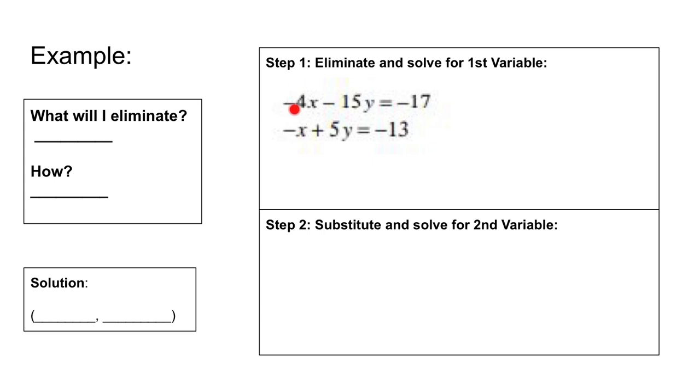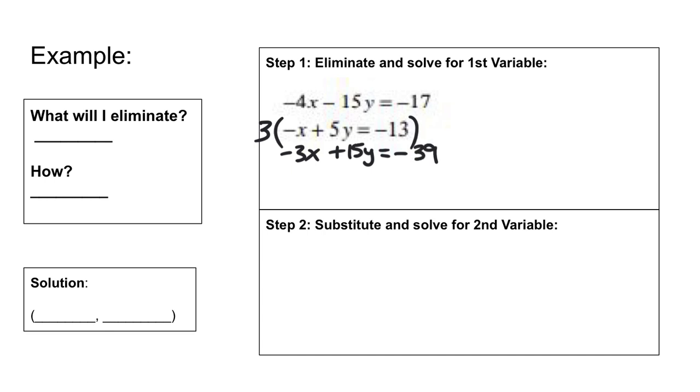So I can change a 1 into a 4 by multiplying by 4. I can change a 5 into a 15 by multiplying by 3. Both are about the same amount of work, so it doesn't matter to me which one you choose to do. Entirely your option on that. I'm going to multiply by 3 and cancel the y. So it'll give me a negative 3x, a positive 15y, equals negative 39.